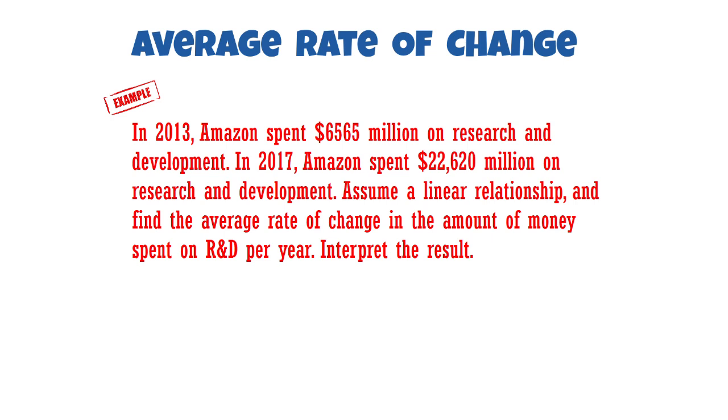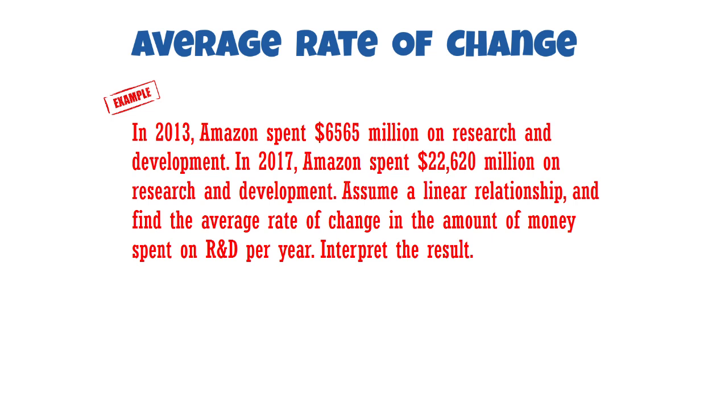In 2013, Amazon spent $6,565 million on research. So really, you're talking about 6.565 billion on research and development. In 2017, they spent $22,620 million on research and development. All right, so if we're assuming a linear relationship on what their spending is going to be, then I want you to find the average rate of change in the amount of money spent on research and development per year, and then interpret the results.